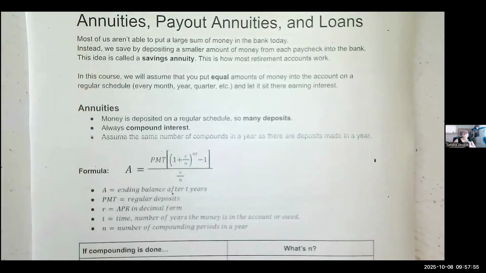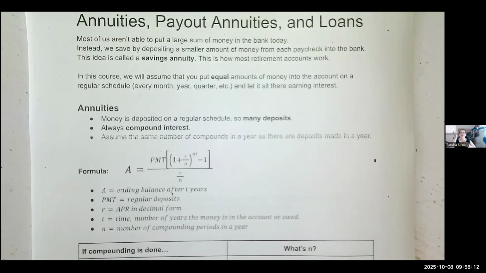Let's cover the annuities portion of our annuities, payout, and loans packet. It says most of us aren't able to put a large sum of money in the bank today. Instead, we are saving by depositing smaller amounts of the money from each paycheck into the bank. This is called a savings annuity. This is how most retirement accounts work.